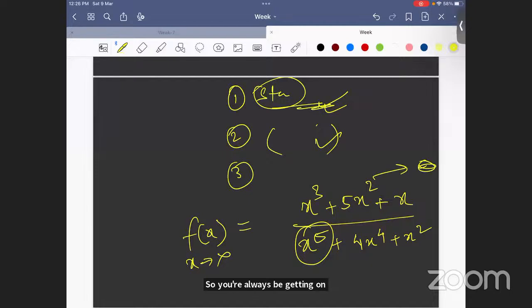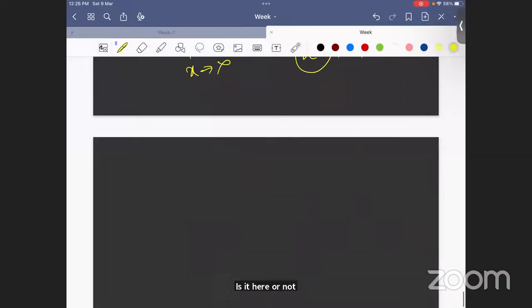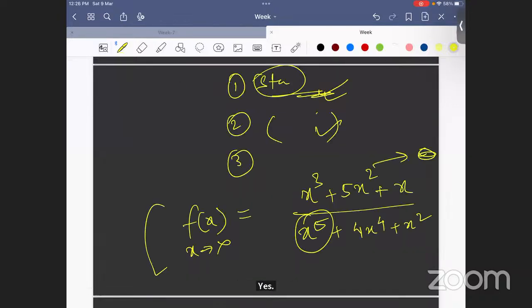Right? Is it clear or not? Yes, it's clear. Yes, sir. Is it clear for this function? Because you can see directly, right?